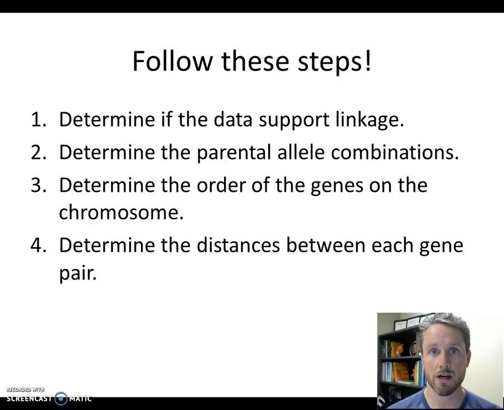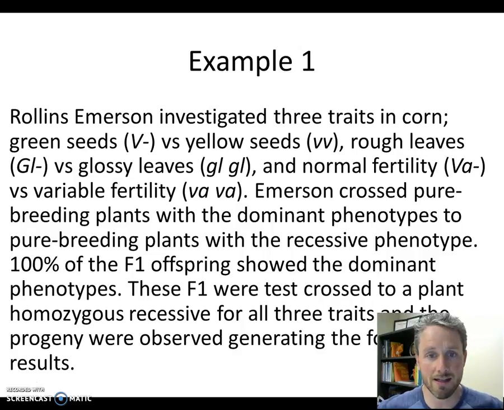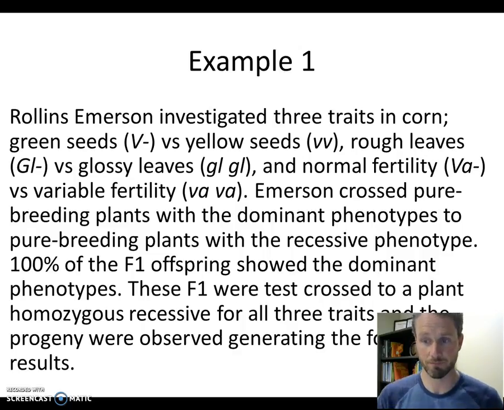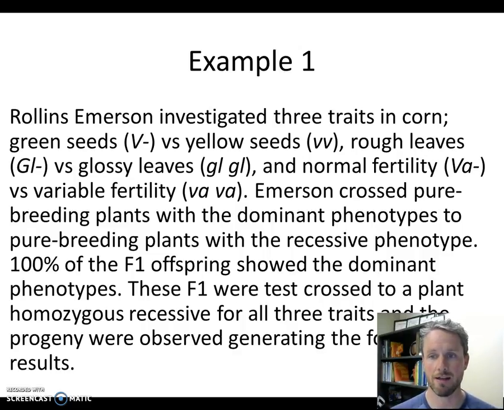All right, so we're going to use this example to walk through this problem. So in this example, we're going to take some data from an experiment that this researcher Rollins Emerson did. Rollins Emerson investigated a few traits in maize or corn. He was looking at the seed color, green or yellow, whether they had rough or glossy leaves, and then whether they had normal fertility or variable fertility. We know that green is dominant over yellow, that rough leaves are dominant over glossy leaves, and that normal fertility is dominant over variable fertility.